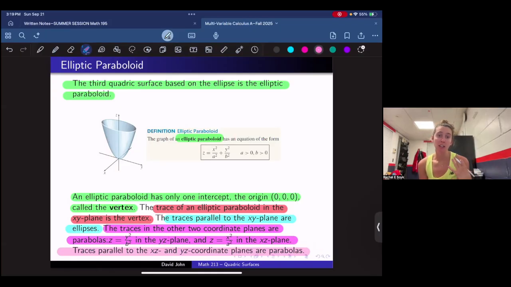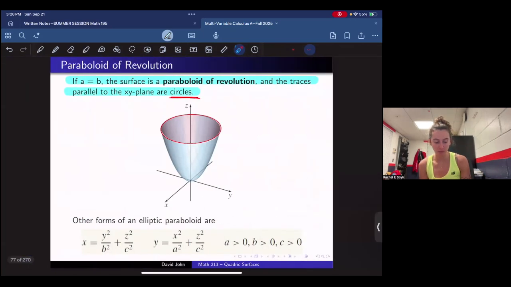So just keep in mind, elliptic paraboloid, we have z is equal to this mumbo jumbo, and then an elliptic cone, it's z squared is equal to this mumbo jumbo. Cones have a top and a bottom portion, hence the z squared. Right. Our paraboloid of revolution. If we have our A and B values equal to one another, then we get this paraboloid of revolution. And the traces parallel to the XY plane are circles.